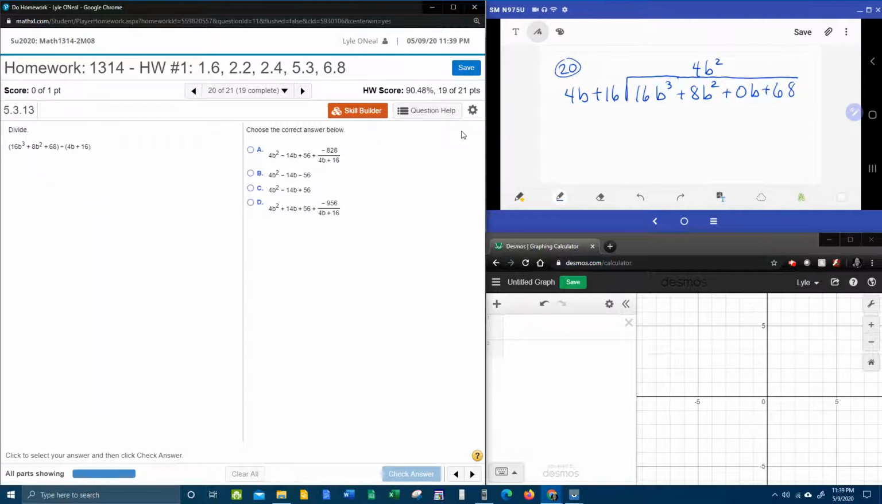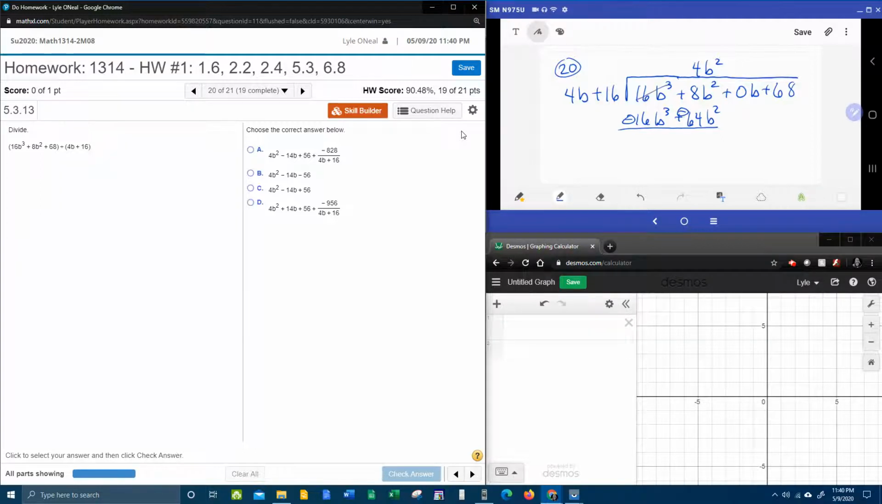So 4b squared times 4b, that's going to give us 16b to the third. And notice these terms match. And if you set it up correctly, these terms should always match, okay? Next, 4b squared times 16. That's going to be plus 64b squared. Next step, draw the line, change the sign, and then combine.